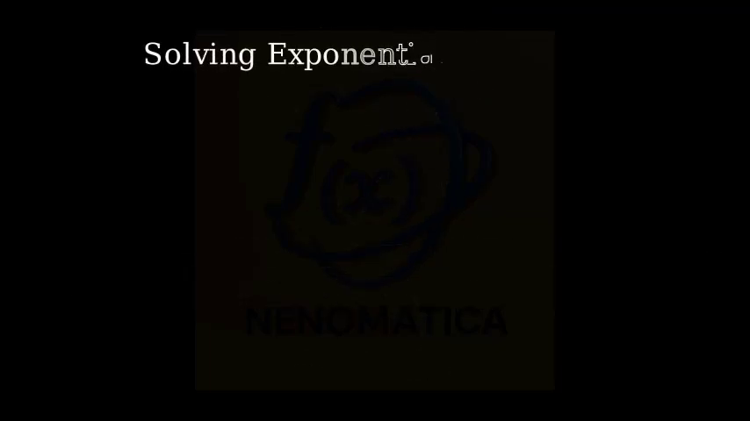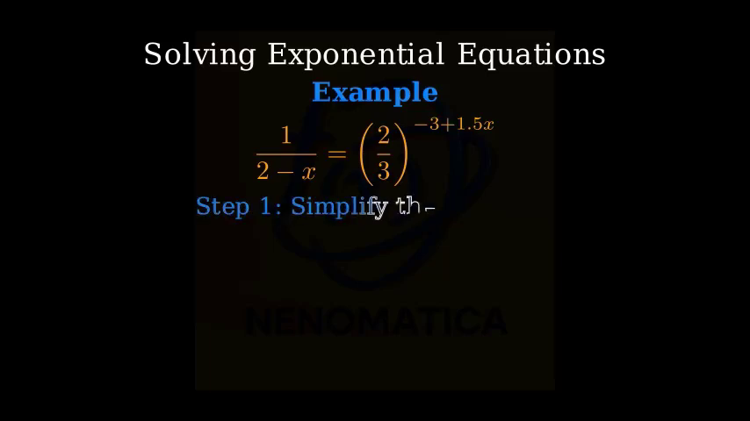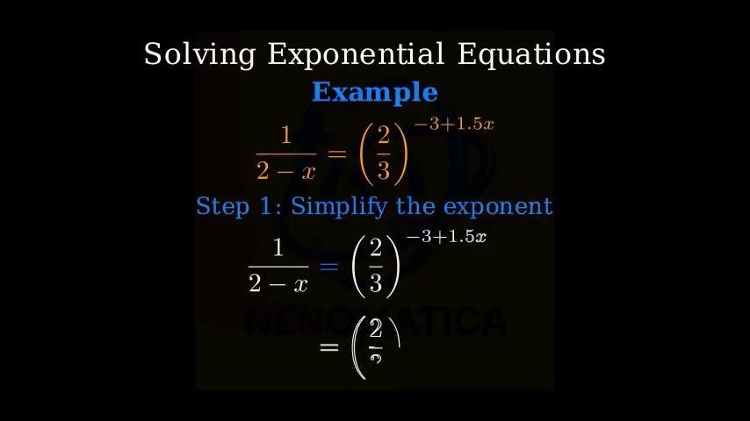In this video, we'll solve an exponential equation and find the sum of digits of a specific value related to our solution. Let's look at our example. We know this equation has only one real solution. We need to find the value of x, and then calculate the sum of digits of 100 divided by x. Let's begin by simplifying the exponent on the right side of the equation.